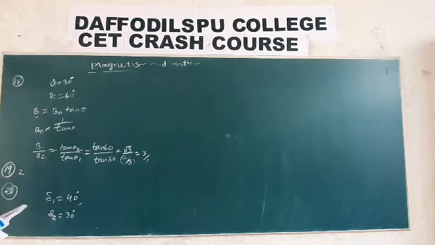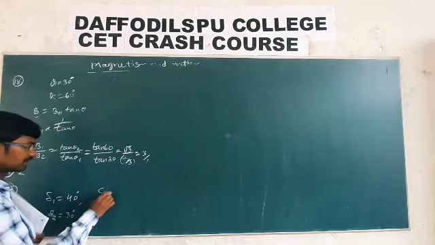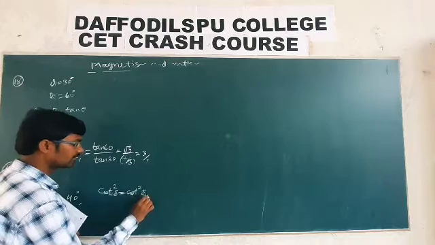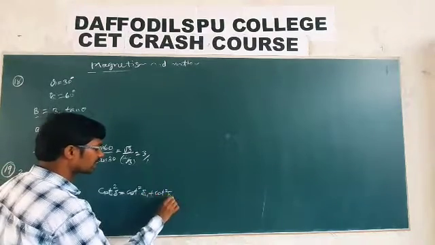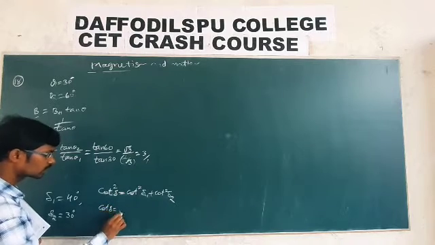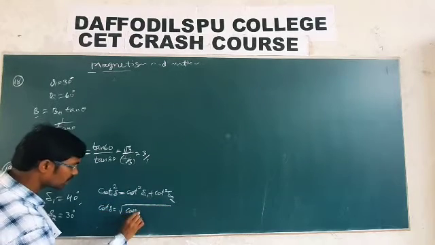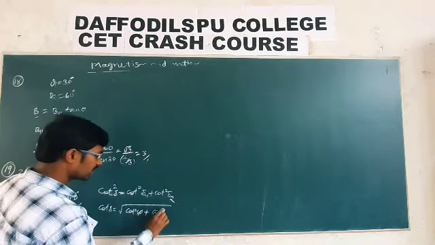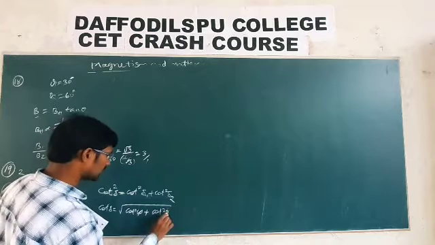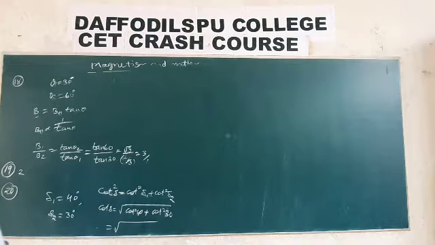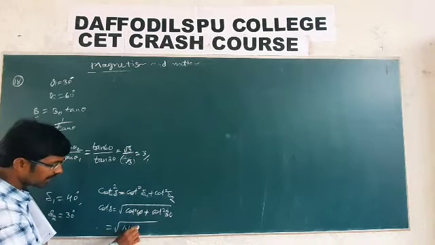23. BH is equal to 1 by 3 BV. Then find the angle of dip. So what do we know? BV by BH is equal to 1 by root 3. But BV by BH is nothing but tan delta, so tan delta is equal to 1 by root 3. Then delta is equal to 30 degrees.